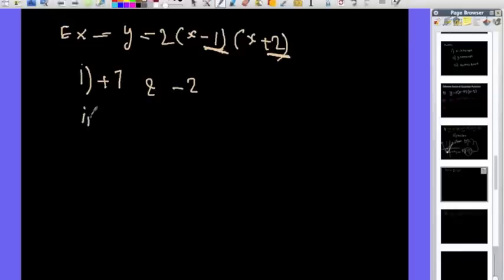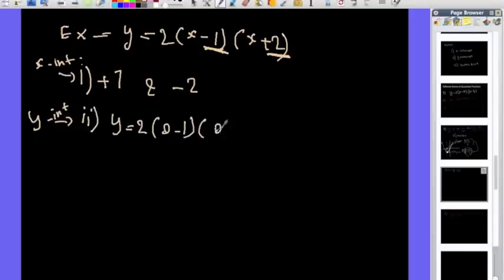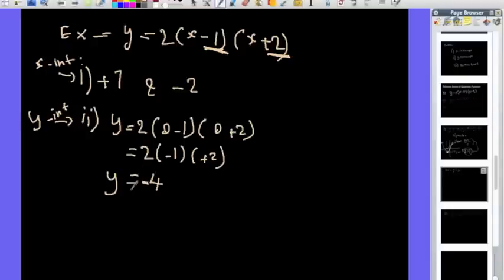Easy first step. Okay, second step is to find the y-intercept. In order to find the y-intercept, I told you to replace x with 0, right? So it would be y equals 2 times (0 - 1)(0 + 2). So it's 2 times negative 1 times positive 2, which is negative 4. So y is negative 4.